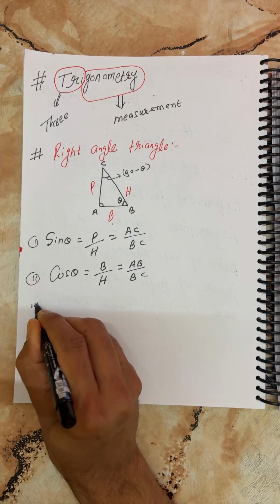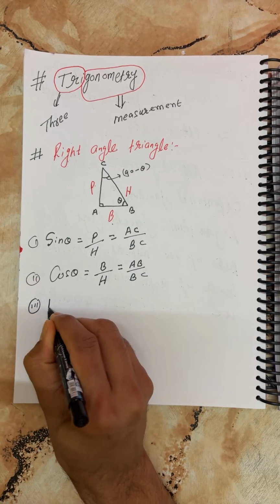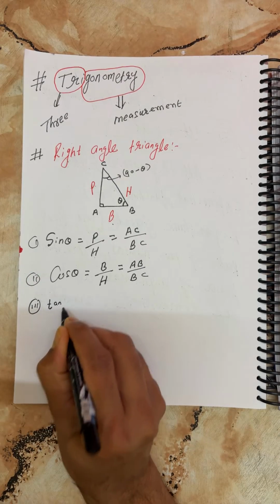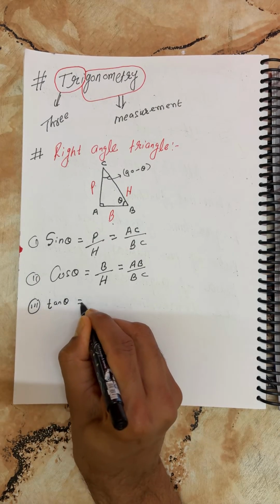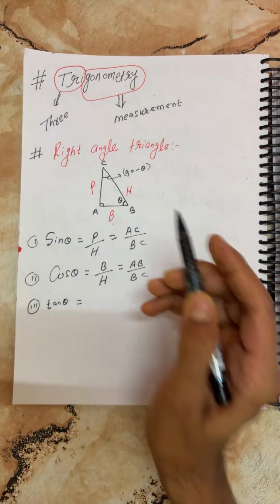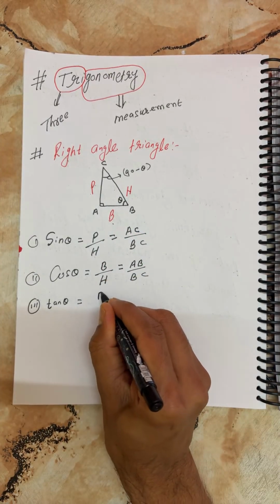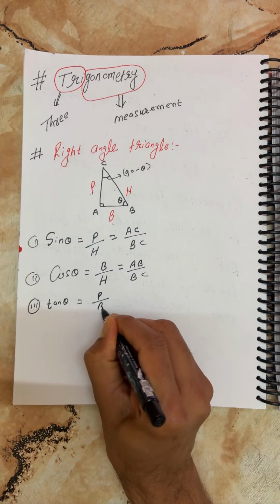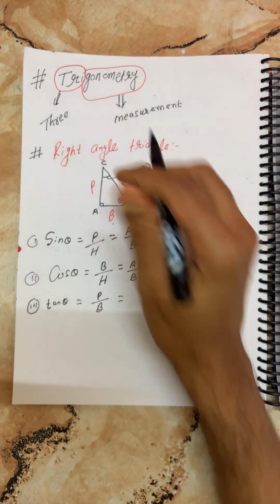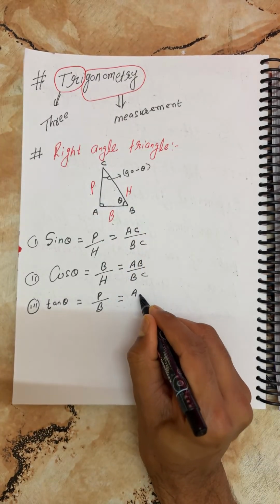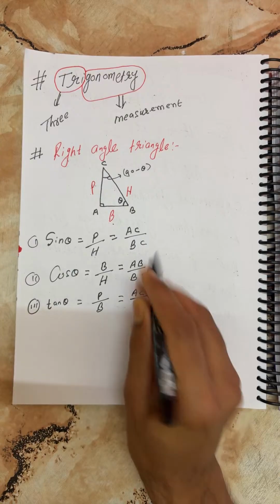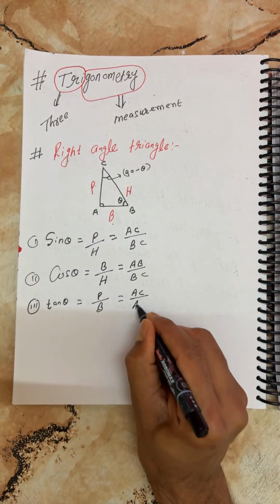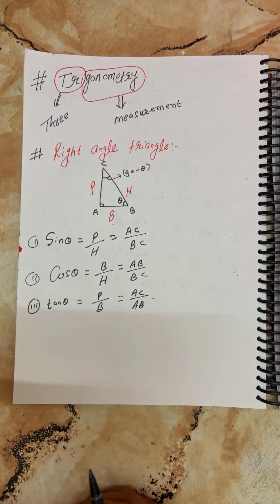Third one, kids, everyone. This is tan theta. So what is tan theta? Perpendicular by base. So what is the perpendicular? This is AC and the base is AB. So remember all these points, my dear.